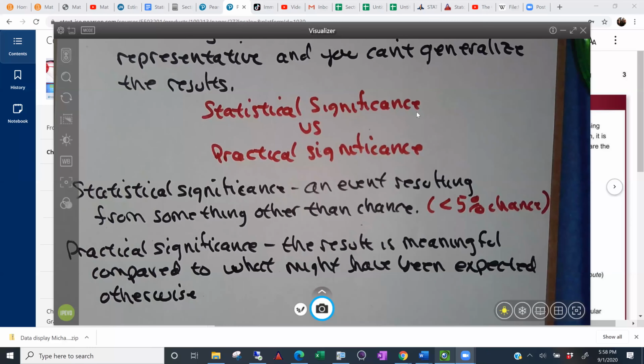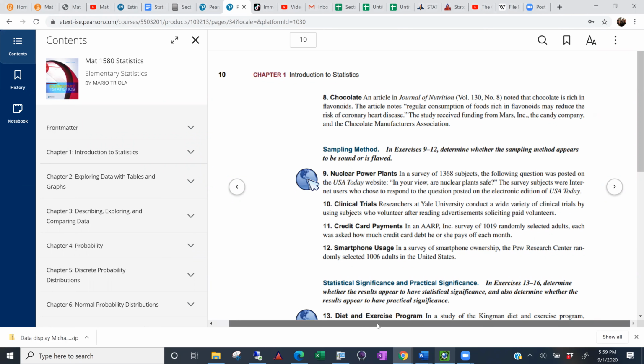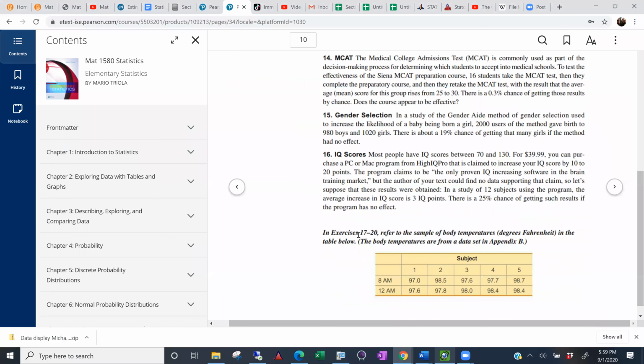So let's do a few examples on both of those. And for that, I'm going to turn to the book. I think the homework for this is going to be on page 10. Let me just double check here. Yeah, so we'll start on page 9, but we're going to jump to page 10. You should see something like this on page 10. And let me scroll down to problem number 14.